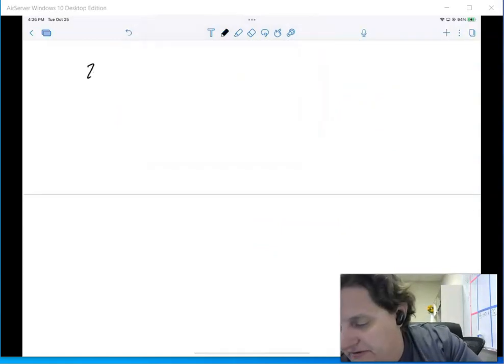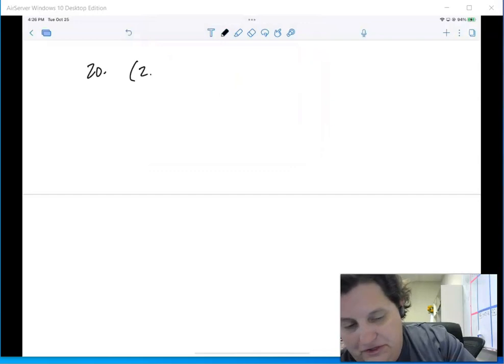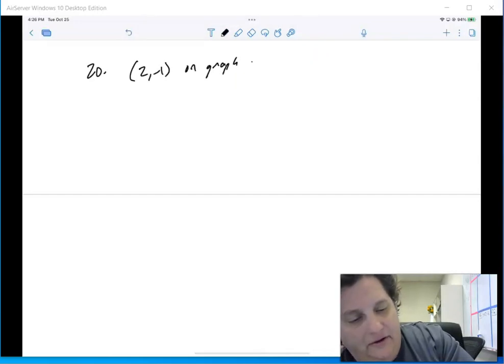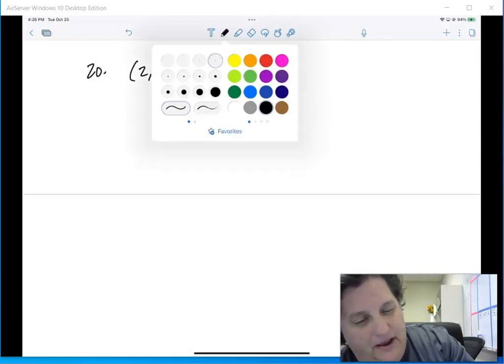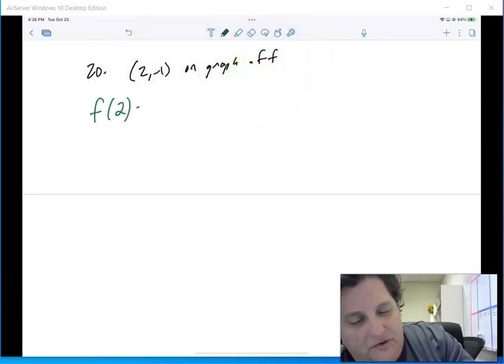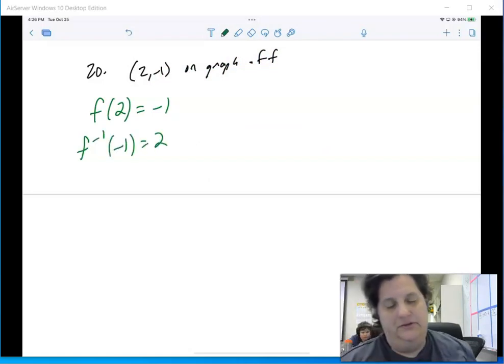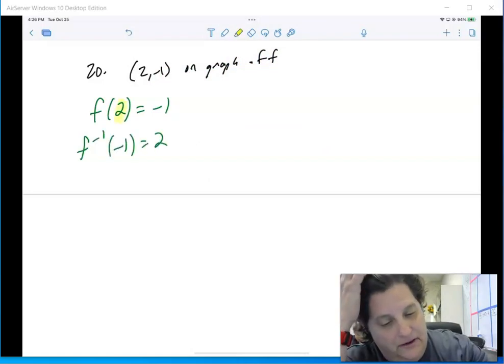Inverse question. Make sure you guys look for these. We like the inverse questions. (2, -1) is a point on the graph of f. You know what that makes me want to write? F of 2 is -1. F inverse of -1 is 2. That's my magic point right there. Okay? That's what that tells me.